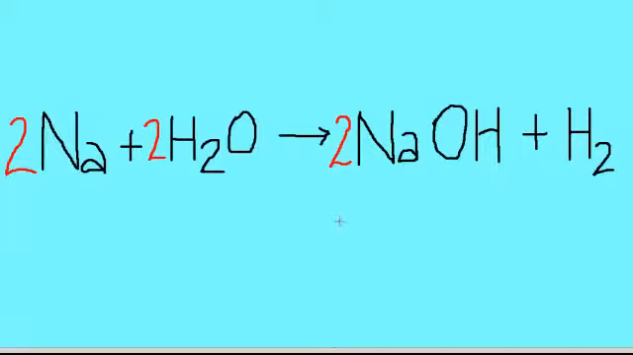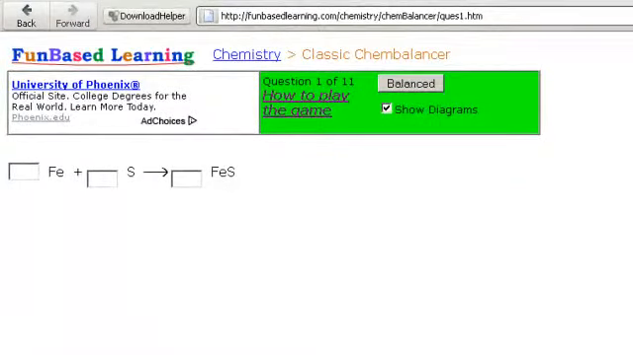I'm going to show you how to use the website to practice some basic chemical equations. This is a fan-based learning classic chem balancer website. We're going to practice balancing chemical equations using the reaction in the video, sodium in water, how exothermic it was, and then you saw how we balanced it. This will give you more practice. The objective in balancing chemical equations is that you have to have the same number of atoms on both sides of the equation.